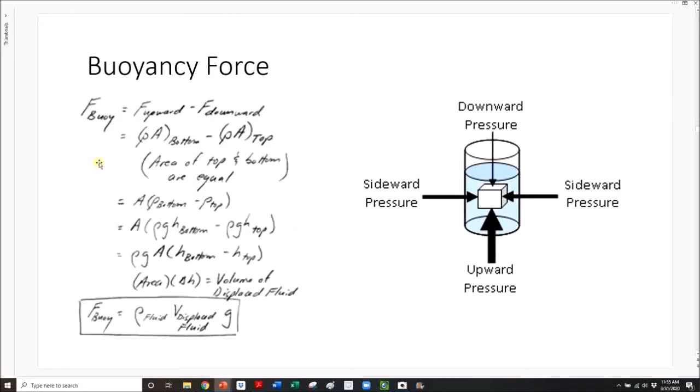Here is how you derive that buoyancy force, at least for a square object. If you want to do it for a random shaped object, you're going to need a little calculus. But our buoyancy force ends up being the density of the fluid that you're in times the volume of the fluid that's been displaced. That is not always the same as the volume of the object itself. In this case, it is.